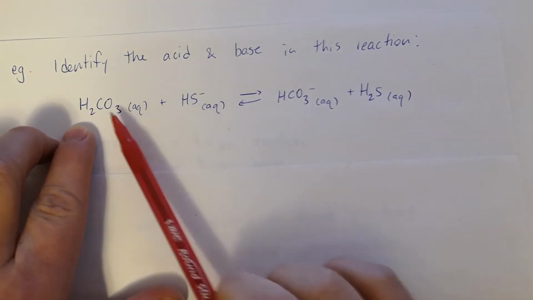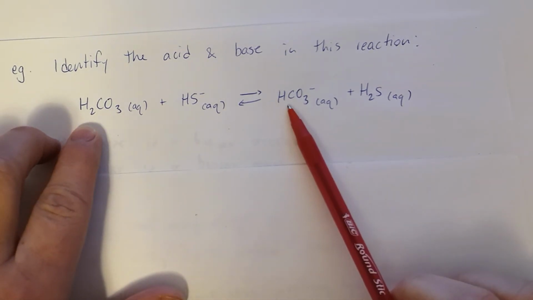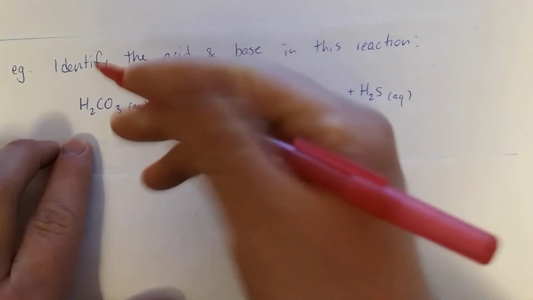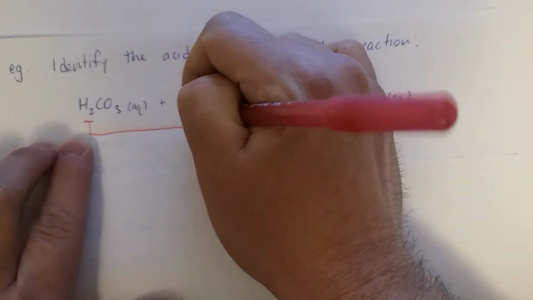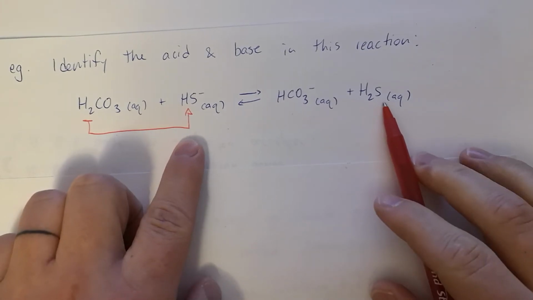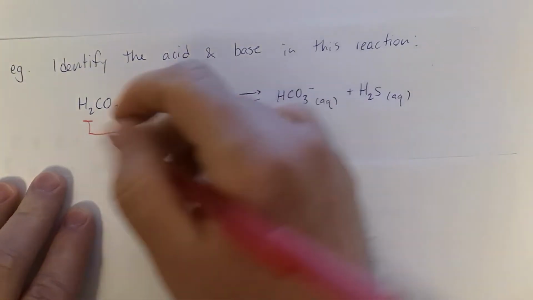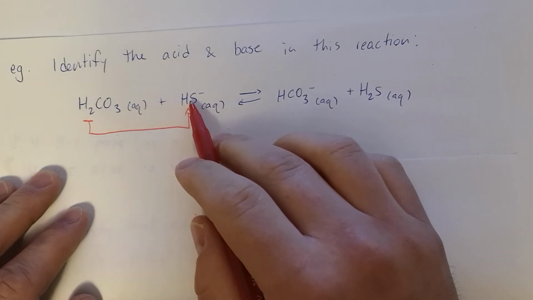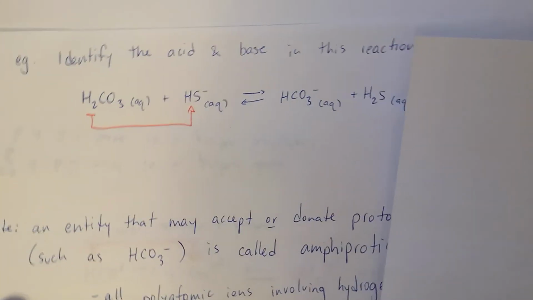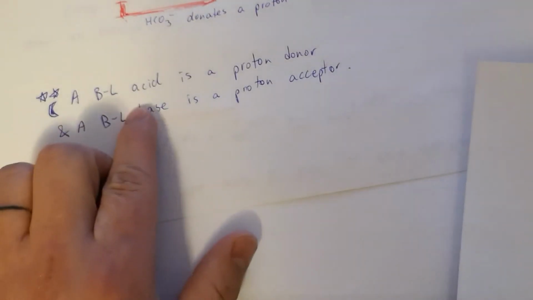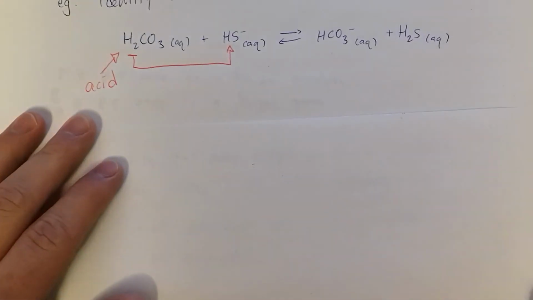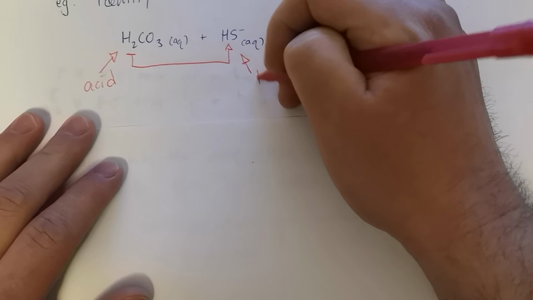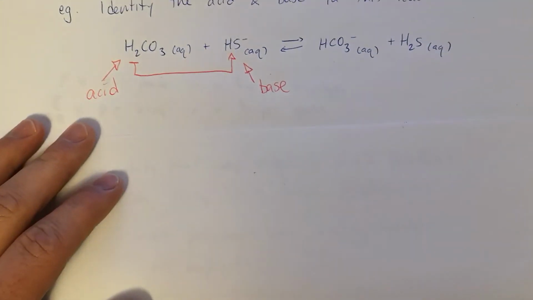You're most interested in the H's. H2CO3 became HCO3. How does it do that? It's got to give up a proton. The only place it can go is to this HS, which it did. HS became H2S. Okay, so a proton was donated like that. If you donate a proton, does that make you an acid or a base? We wrote that down. An acid is a proton donor. Okay, that's our acid, H2CO3. The proton acceptor is our base. Cool, right?